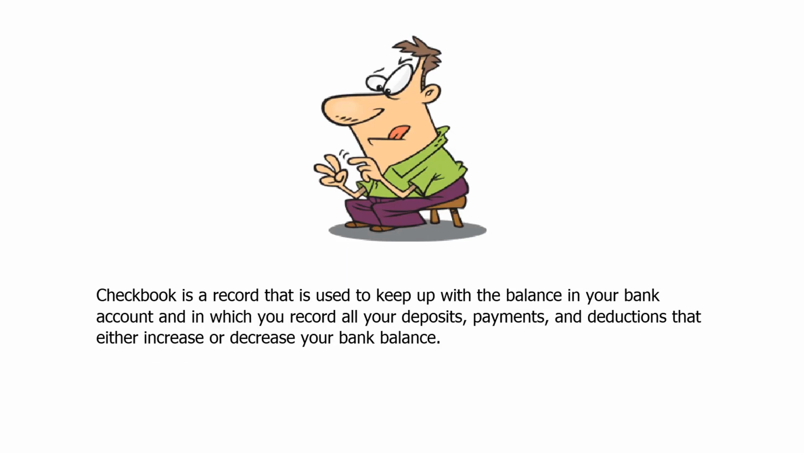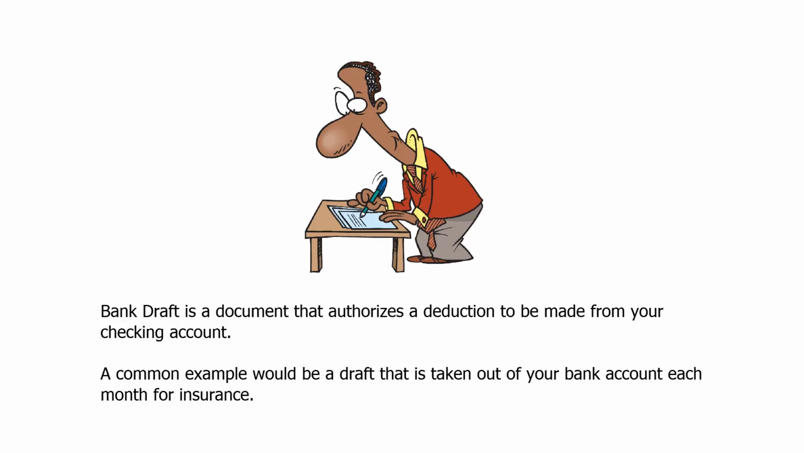Checkbook is a record that is used to keep up with the balance in your bank account and in which you record all your deposits, payments, and deductions that either increase or decrease your bank balance. Bank draft is a document that authorizes a deduction to be made from your checking account. A common example would be a draft that is taken out of your bank account each month for insurance.